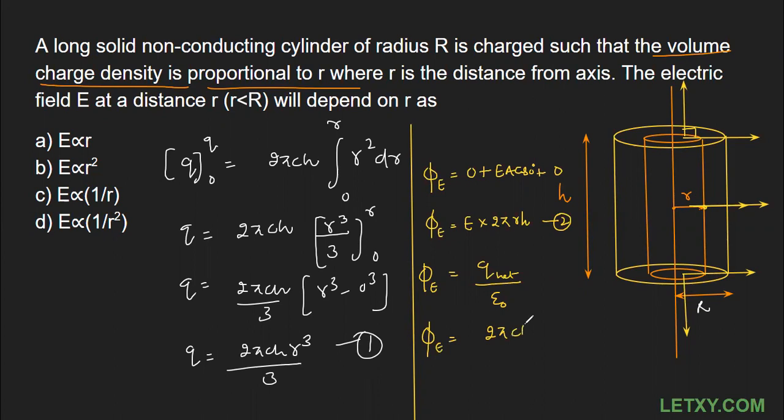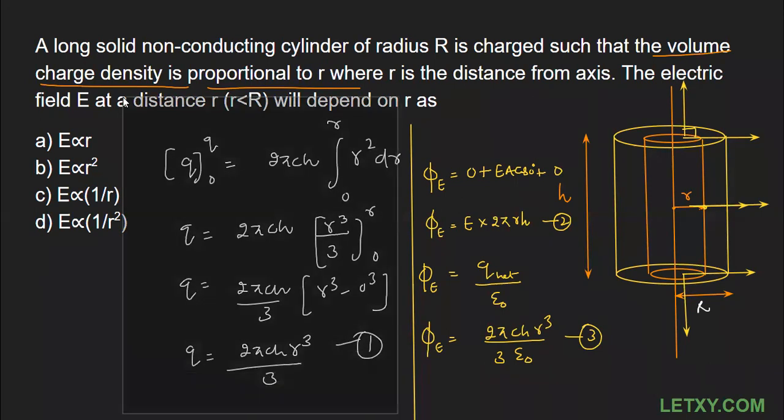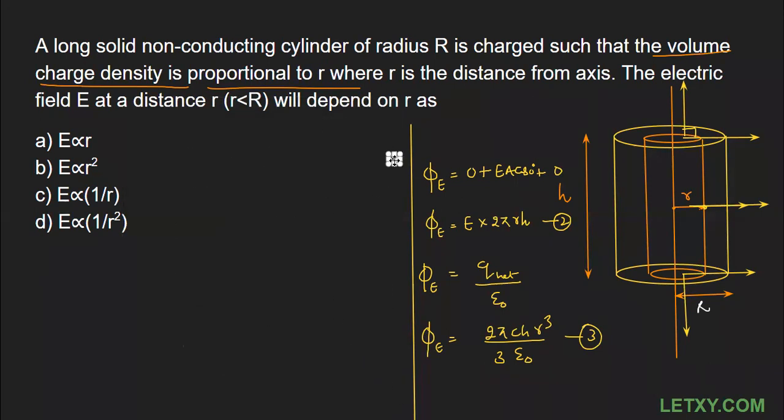This is 2 pi CHR cube upon epsilon naught and 3. This 3 is already there, and I have simply put the epsilon naught. Now this is equation number 3. Now can I equate equation number 2 and 3? Yes, I can, because both are giving the same quantity, that is electric flux. So let me also delete this part. You must have noted it. Now we have some space, so we can equate.